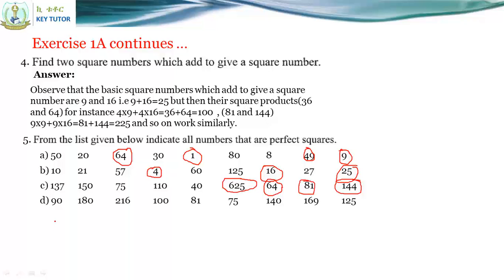90 is not a perfect square. 18, 108 is not. 216 is not a perfect square. 81 is. 169 is a perfect square.